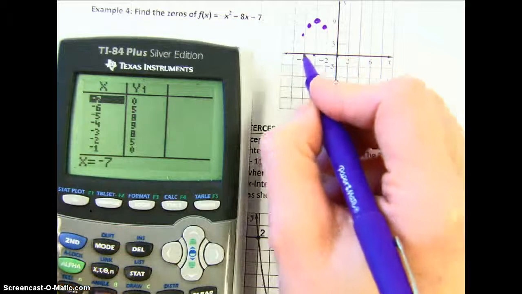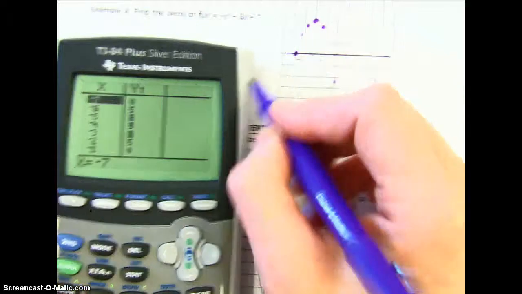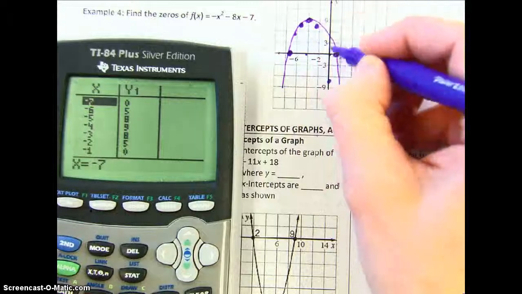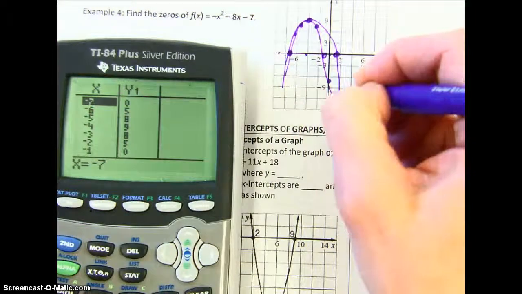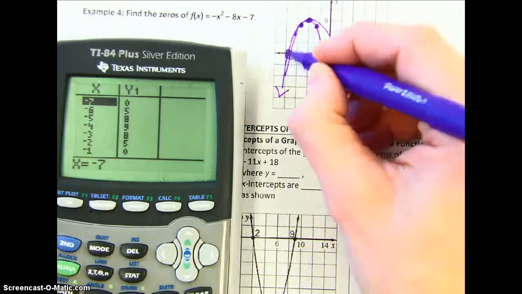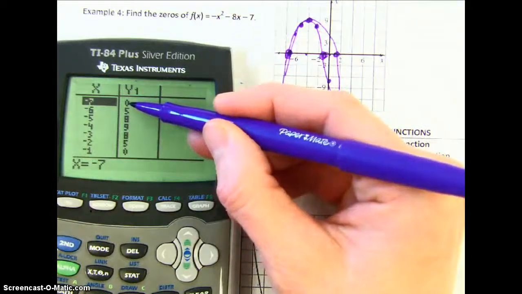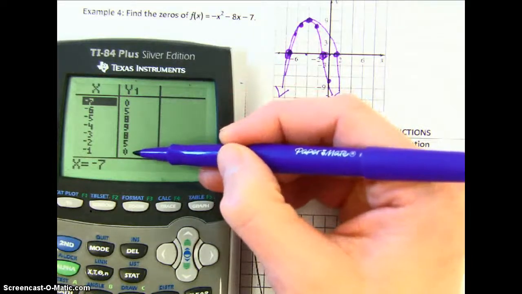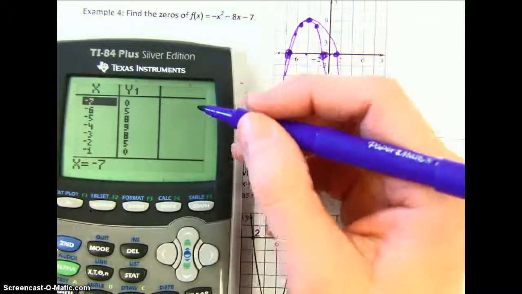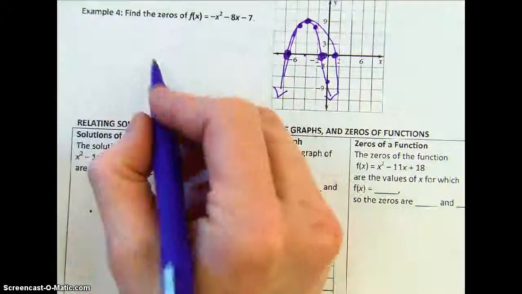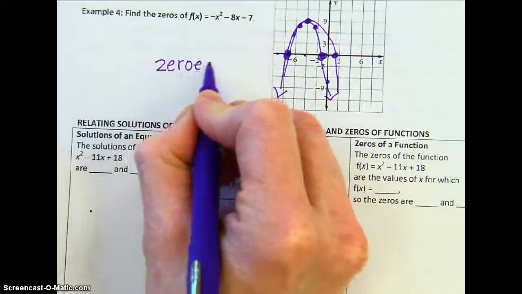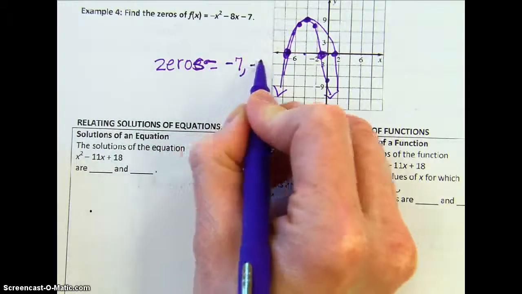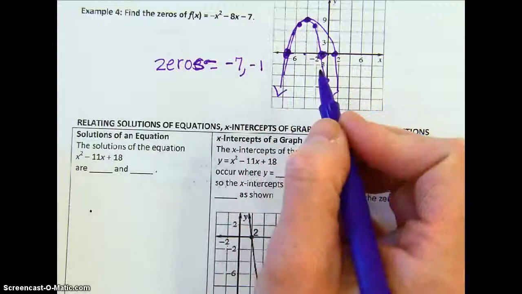Okay, and I've got negative 7, 0, and I've got negative 1, 0. And remember, that's what we're looking for. I just graphed that one wrong. Okay, so when I look in my table, this is what I care about, the negative 7, 0 and the negative 1, 0, because those are my x-intercepts. So what we would now say is that the zeros of this function are going to be negative 7 and negative 1, here and here.